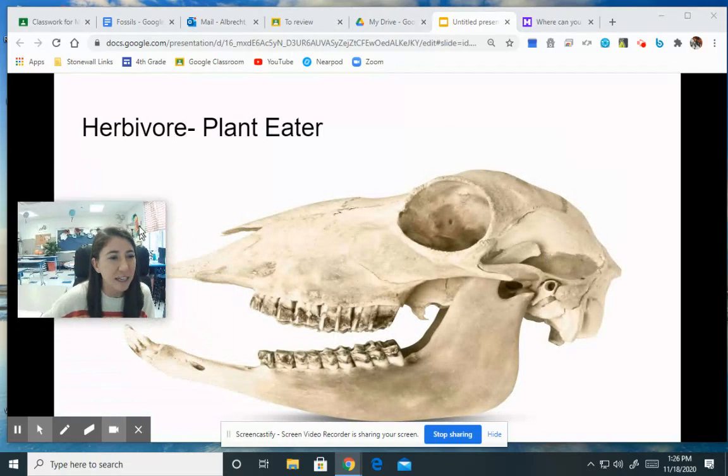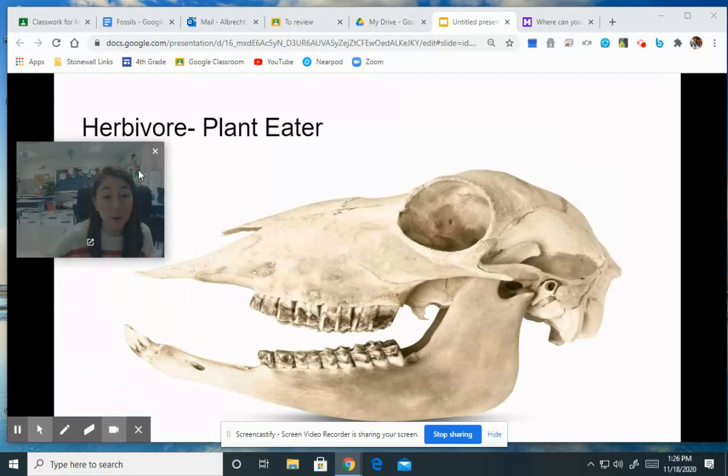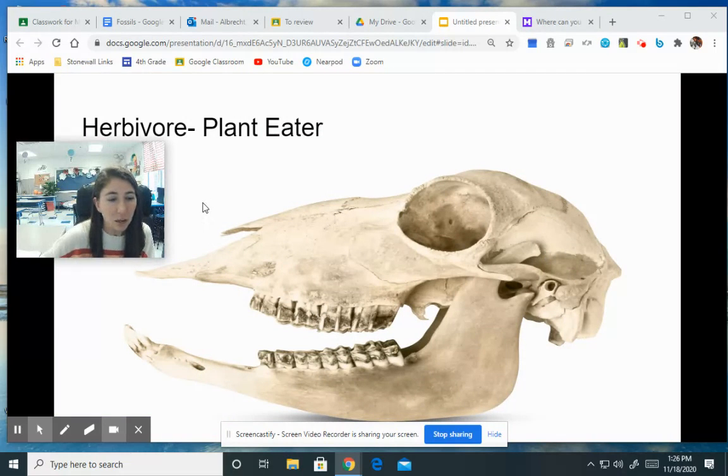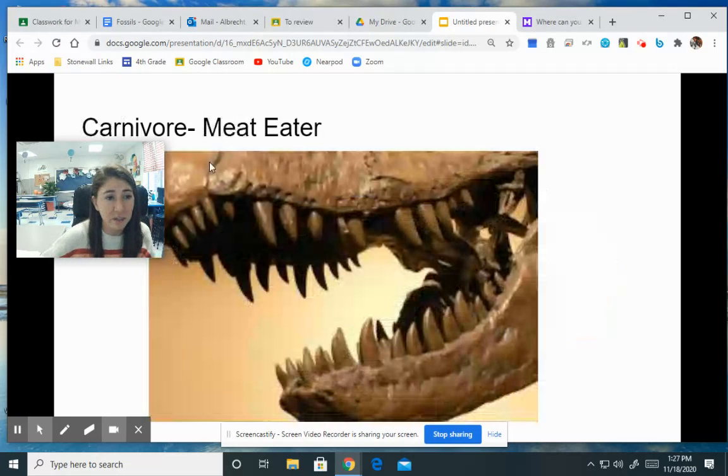The first one is a herbivore. A herbivore is a plant eater. A lot of times we will find fossils of plant eaters, and we'll know this based on the shape of their teeth. Herbivores, or plant eaters, are going to really have flat teeth, and they have flat teeth because that grinds up the plants that they eat. They don't need sharp teeth. They need the teeth that grind the plant. So those are called herbivores.